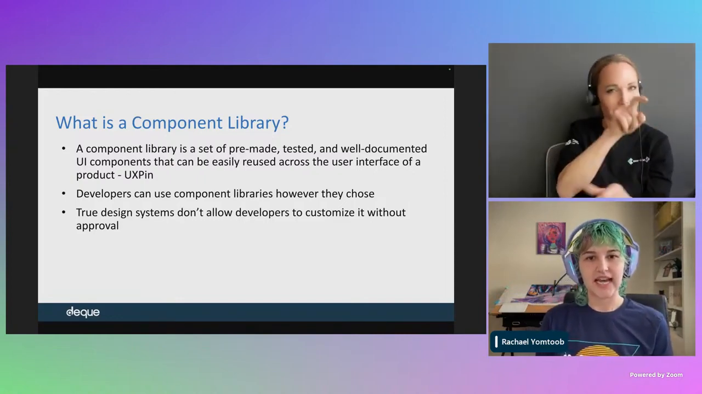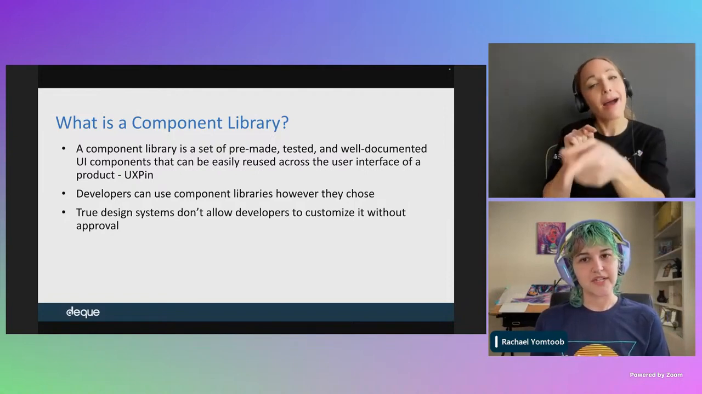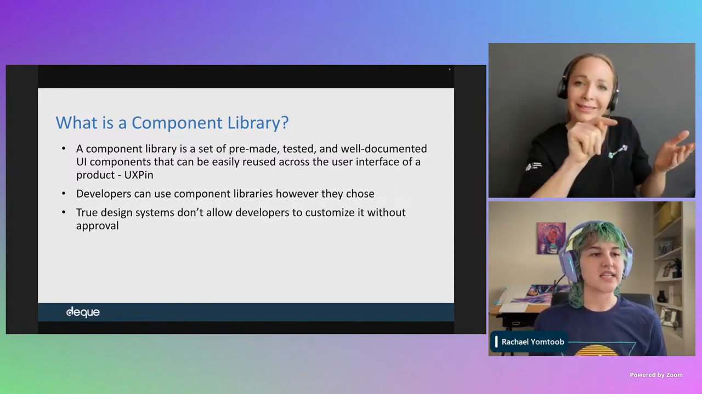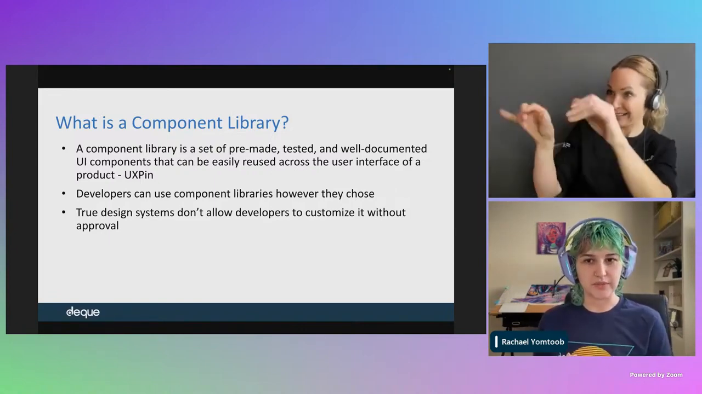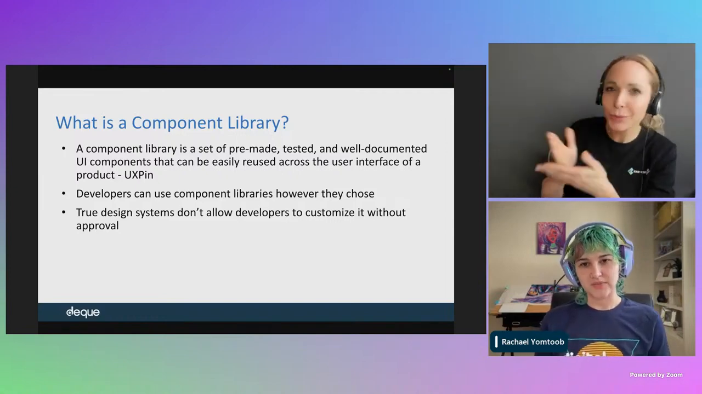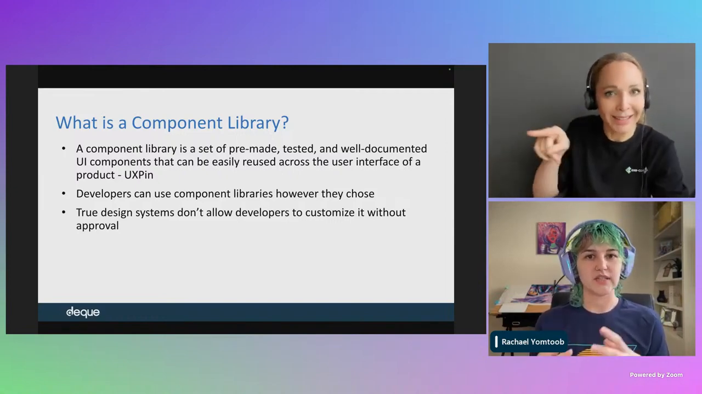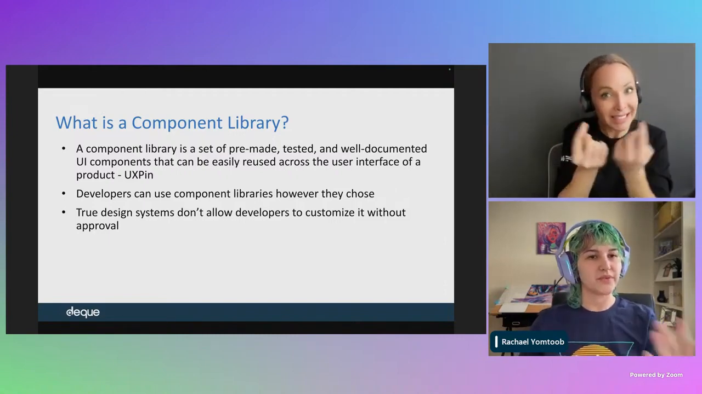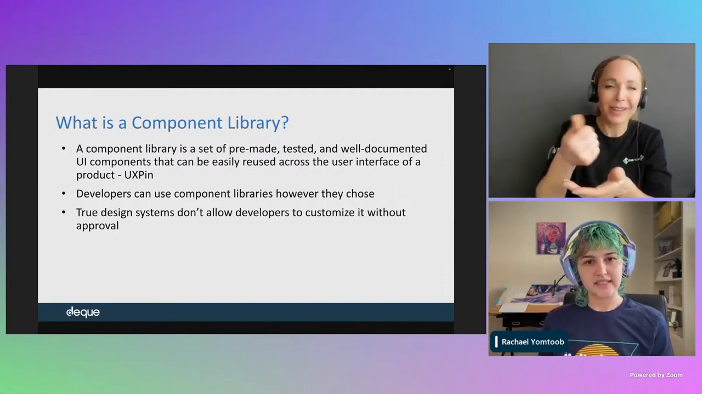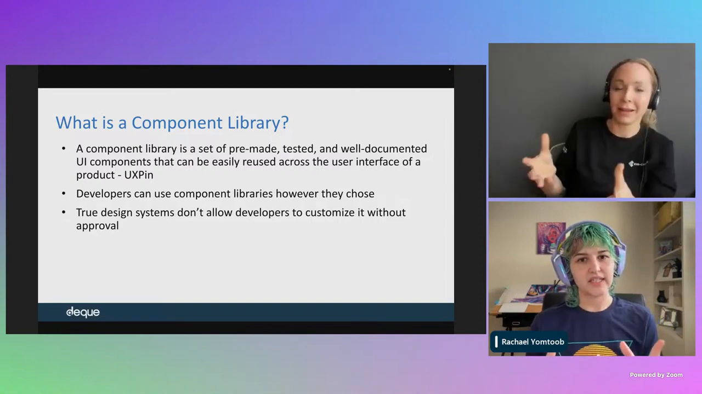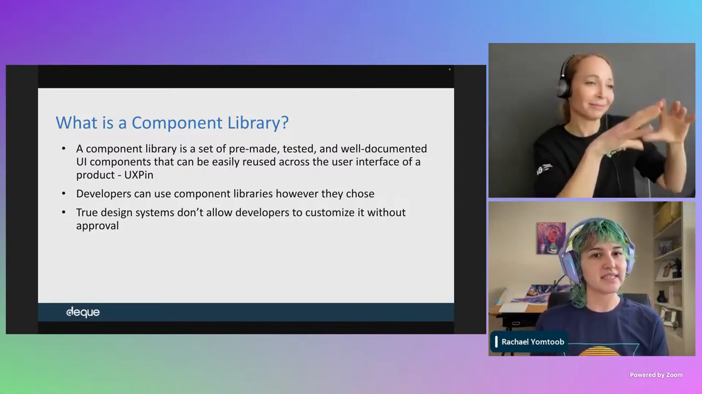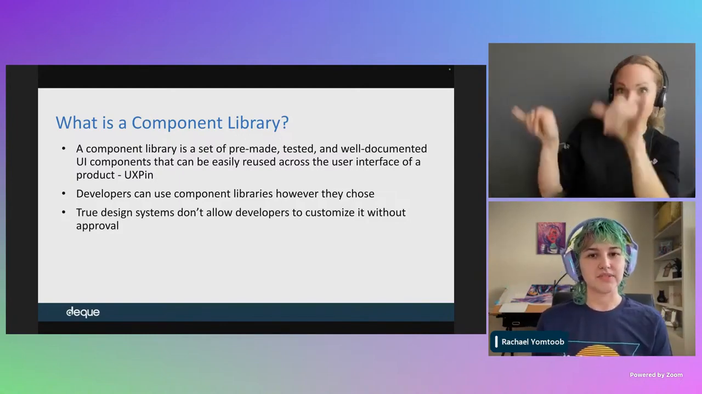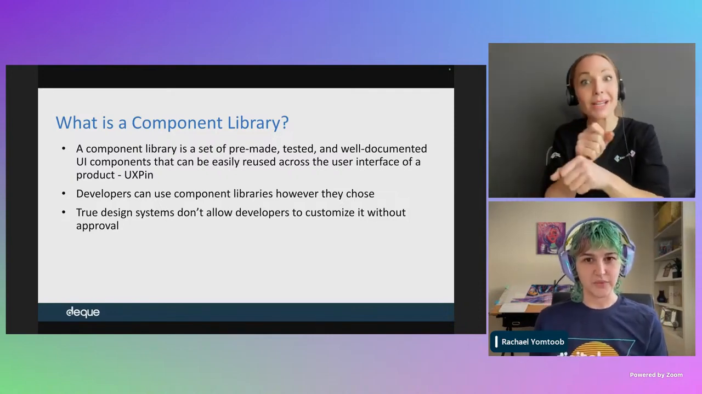However, they make the distinction that developers can use component libraries however they choose, whereas with a true design system, developers usually can't customize it without going through some sort of approval process. A lot of times organizations will have a design system team or a component library team, and those teams are responsible for approving and reviewing any changes to the design system. So with this definition, we can think of a component library as the parts and pieces, but the design system needs to be there with the guide rails in place so that developers are using the component library in an effective way.